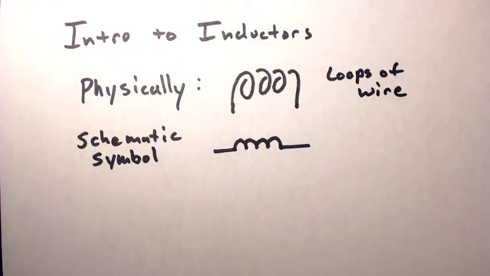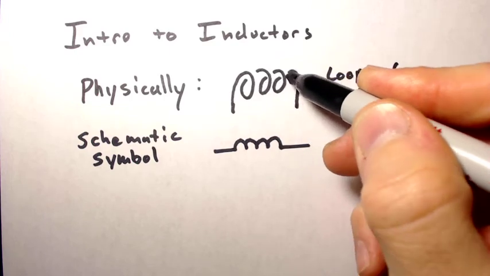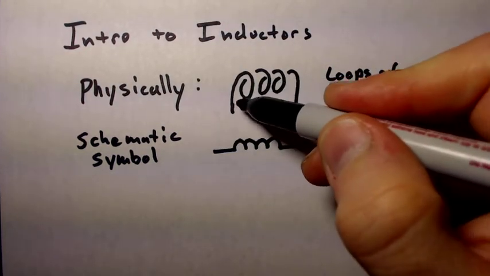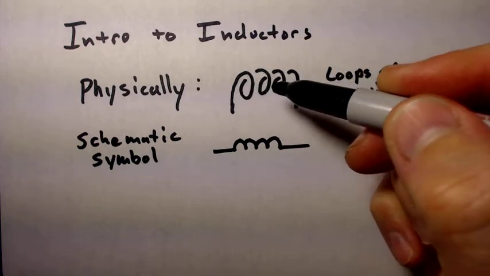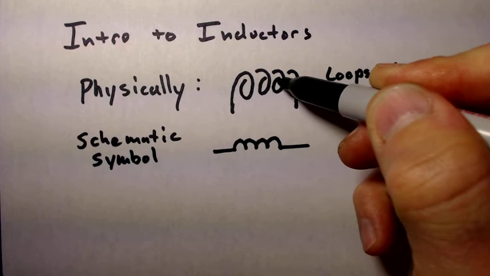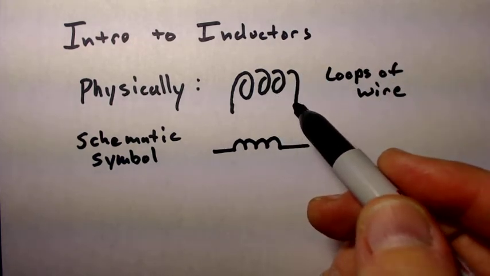Now physically, an inductor is nothing more than just a loop of wire. So that's what I've tried to draw right here, just a loop of wire. So any wire, and you go ahead and make a coil out of it. And if you do this, you essentially have an inductor.